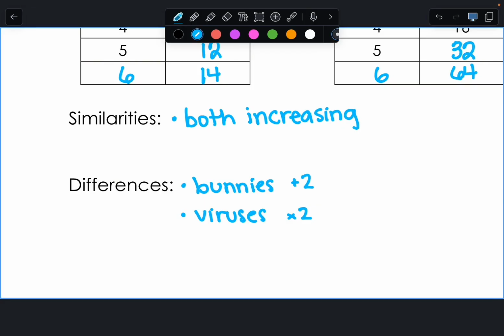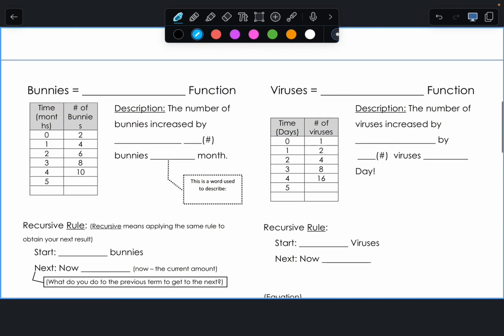It creates a straight line. But if you're multiplying by 2, it curves. Correct. So the bunnies will be what type of function? Linear.